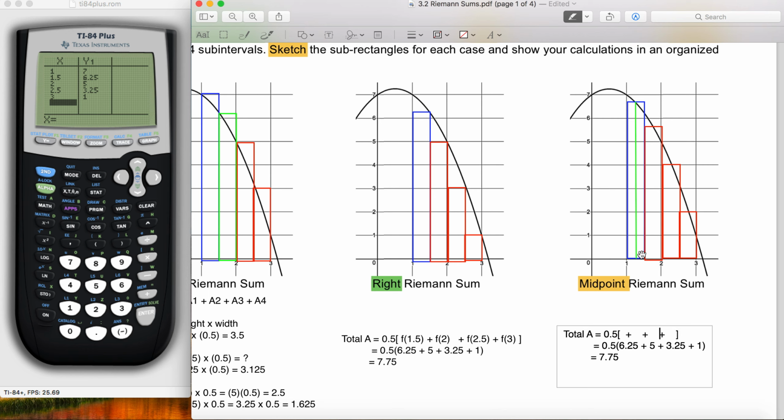Remember that green line right here? Remember how we said the midpoint is the height of the middle of the rectangle? So what do you think the x value of this middle part is? Here's 1, here's 1.5, this must be 1.25. So it's the f of 1.25 plus, what's this one? This rectangle is going to be, here's 1.5, here's 2, 1.75, plus f of 2.25 plus the f of 2.75.